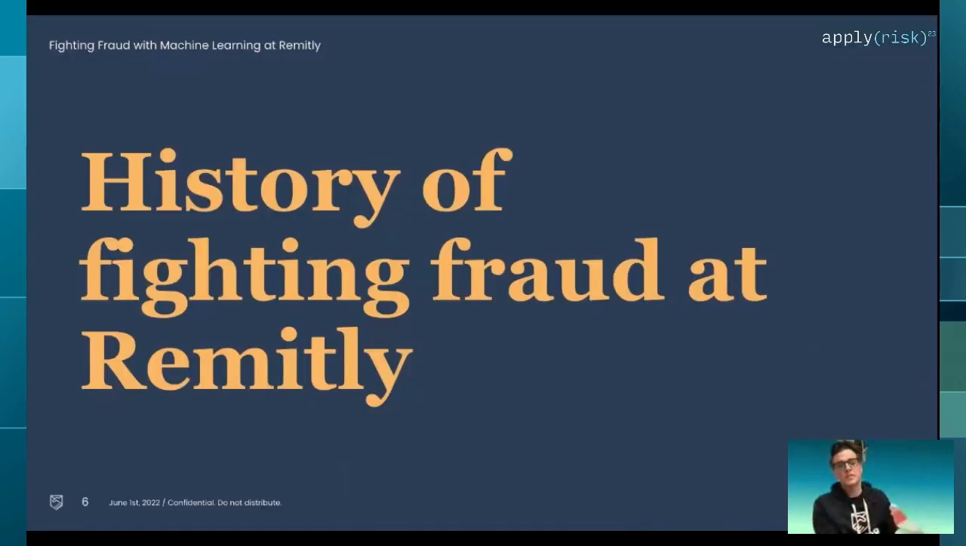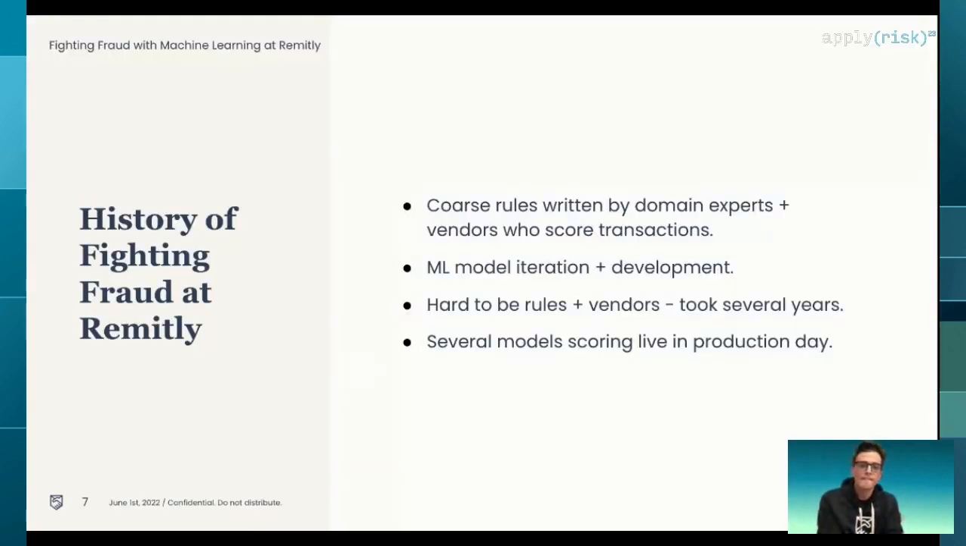Next, I want to talk about the history of fighting fraud at Remitly, as this journey illustrates the often nonlinear path machine learning solutions take when developed in complex domains. So automated solutions for fighting fraud at Remitly started long before we had any sort of machine learning solution. Analysts would deep dive into fraudulent transactions, learn the patterns, and write coarse rules to combat losses. We started then developing machine learning models in an attempt to beat the combination of rules and vendors, and this process took years to achieve.